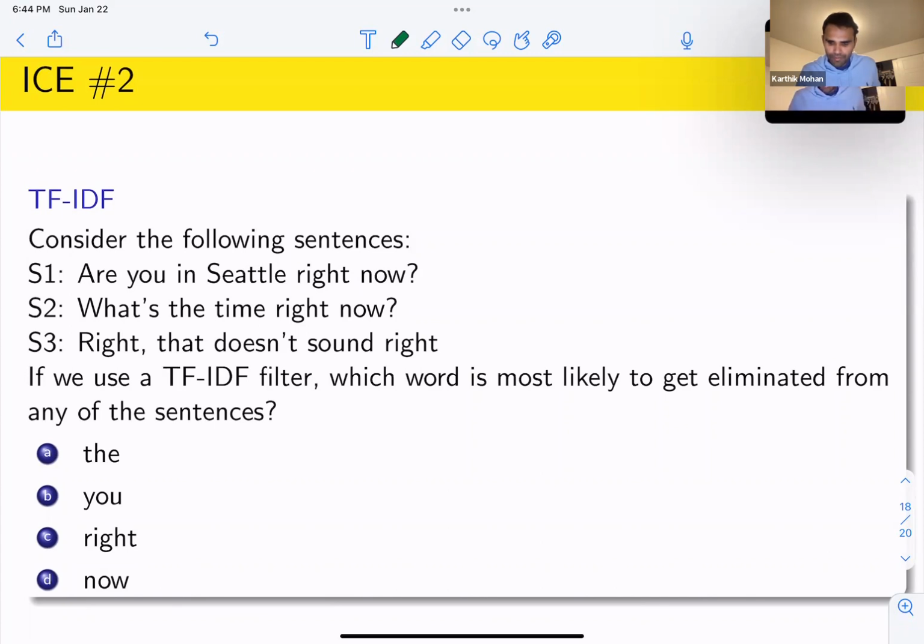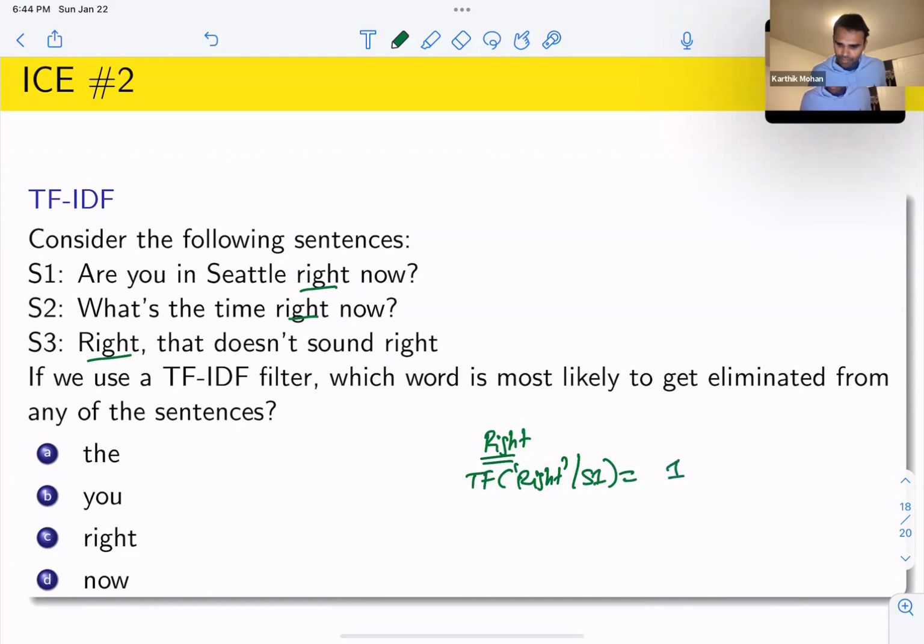So which one kind of stands out? I think if you notice, right is showing up in all three sentences. So for right, the TF in any sentence, let's look at TF in sentence 1 for right. Actually, maybe there's a better notation here. Okay, so TF of the word right in sentence 1. Right shows up once, so that's 1.